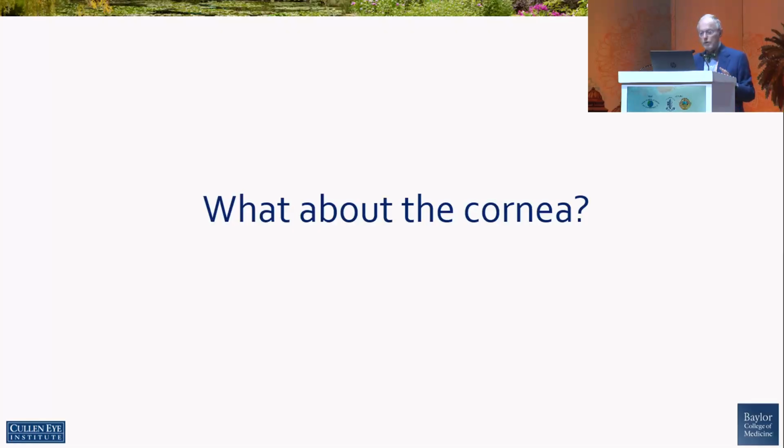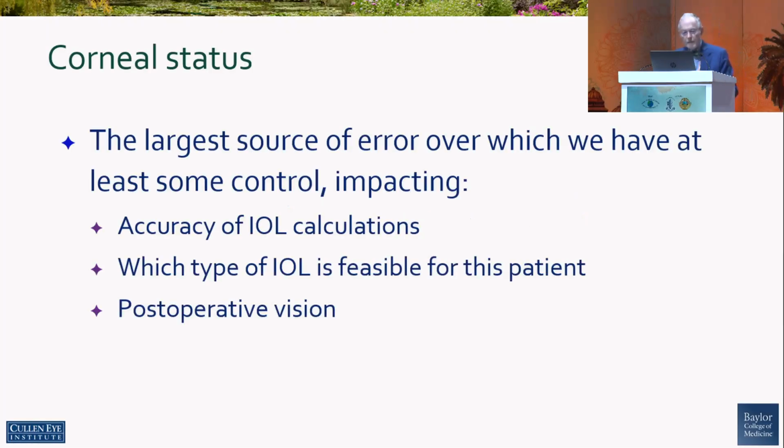Well, what about the cornea? You've heard some great talks this morning about the cornea. And the cornea is the largest source of error over which we have at least some control as surgeons, as you've heard this morning. It affects the accuracy of our calculations, which kind of IOL we should be using for our patients, and what we can predict the postoperative vision to be.